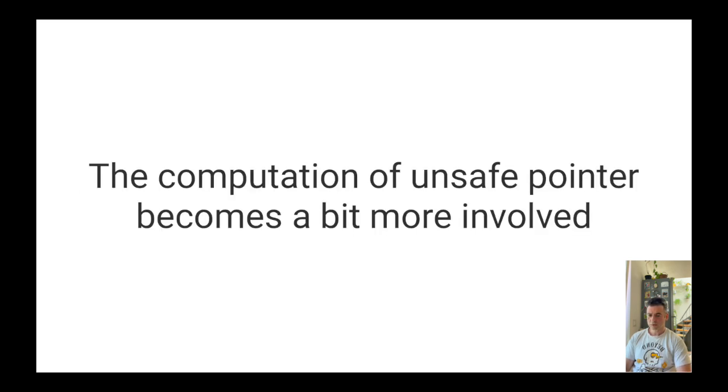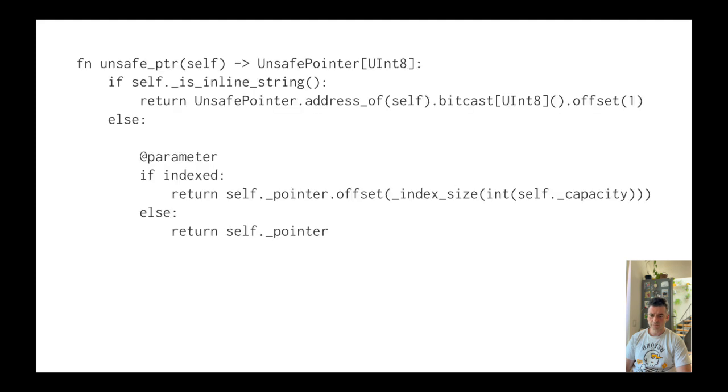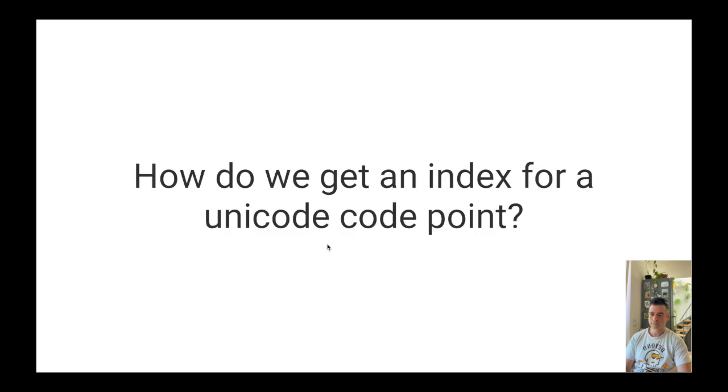All right, the implementation of unsafe pointer becomes a bit more involved, but actually not really. As you can see here, this is the unsafe pointer method. We say if self is an inline string, we just say ourself offset by 1, right? Else, if we are indexed, then we give you a pointer with an offset of the index size. We already did this when we computed this, so this should be a known issue. And if we're not indexed, we just give you the pointer itself.